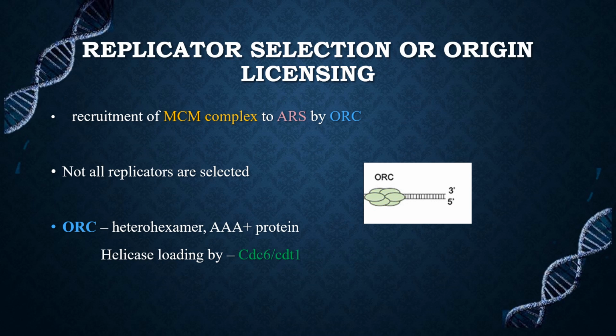The two major events occurring in initiation are replicator selection, or origin licensing, and origin firing. First is replicator selection or origin licensing. It involves recruitment of the MCM complex, the helicase, to the ARS, the origin, by ORC, the initiator. Remember that all replicators are not selected at a single time. When ORC binds to the ARS in the origin, it recruits the MCM complex to the ARS.